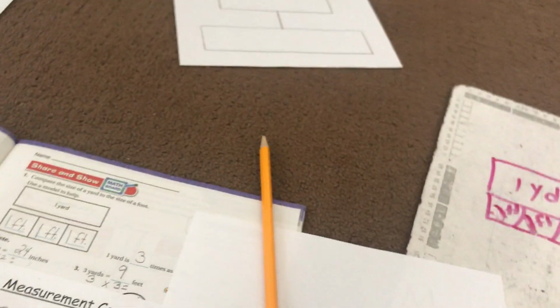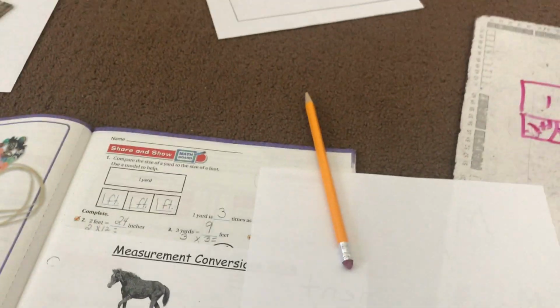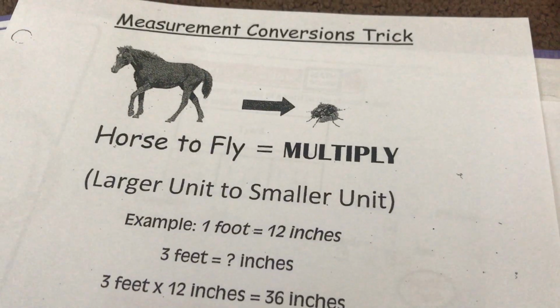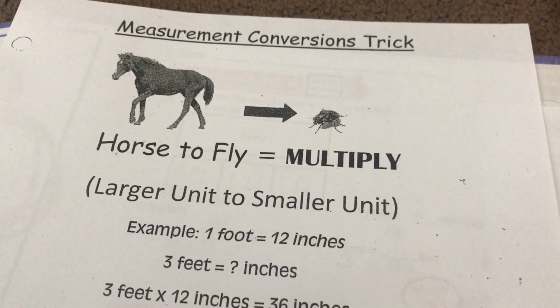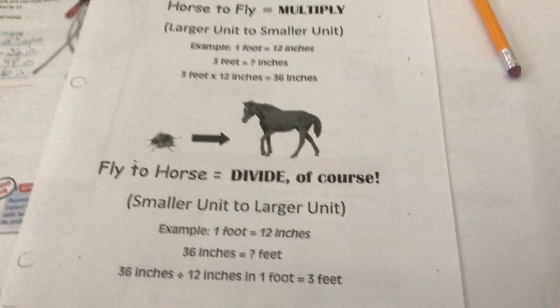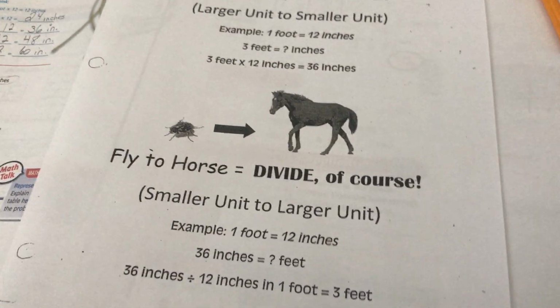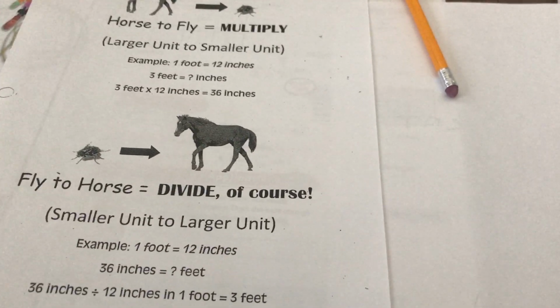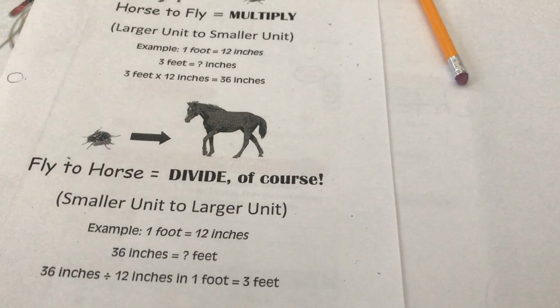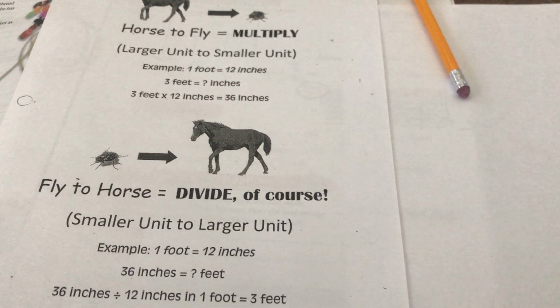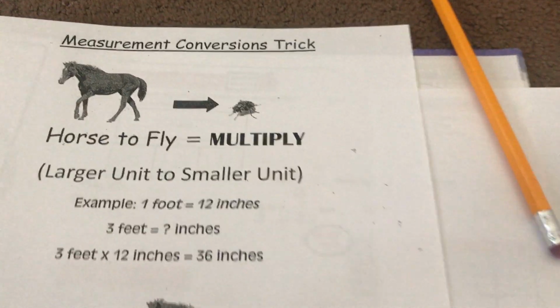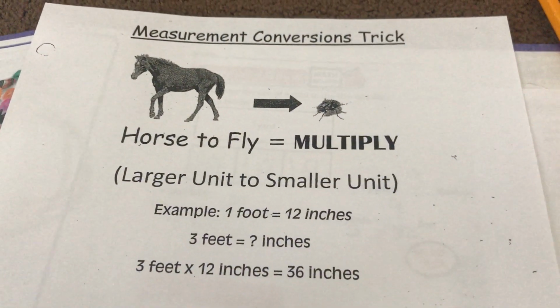Okay? Now, let's look at going back to the horse to the fly. In 4th grade, we're only doing the larger unit to the smaller unit. But in 5th grade, you're going to have both. So you're going to be doing fly to horse. Sometimes you're going to know the smaller amount, and you need to convert it to the larger unit. So you're going to have to divide. So fly to horse, divide of course. It's just showing you the example there. But I don't want to confuse you. Let's just stay up here. Okay, horse to fly, multiply. That's what you need to remember.